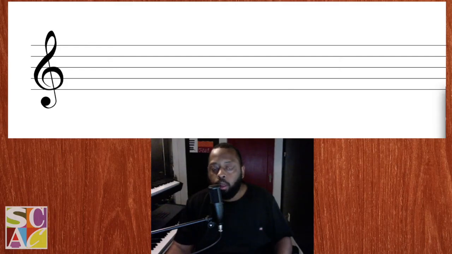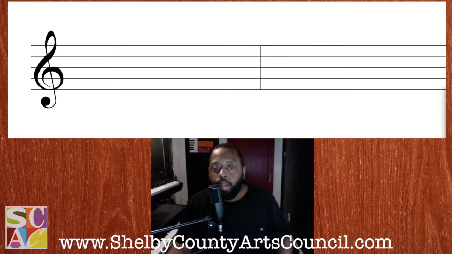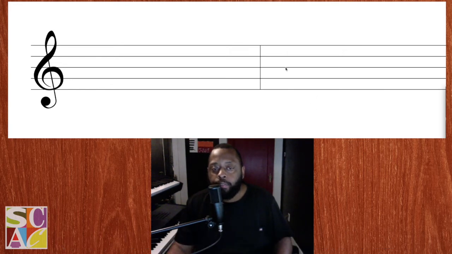Now let's move along to time signatures. Time signatures play a very important role as to how we count music. Let me show you. Right here in this example, we have a treble clef with 5 lines and 4 spaces. So what I'm going to do is take a vertical line and draw it down the middle. Now we have 2 halves, 1 half here and 1 half here. Each of these halves are called a measure. So measure 1 and measure 2.